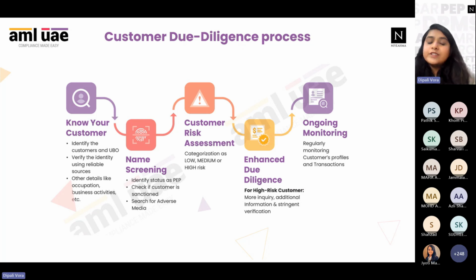Once the customer due diligence process is done, the next step would be ongoing monitoring. For the customers we deal with, and the transactions we get into, we have to make sure that we are monitoring them on a regular basis, just to make sure that there is nothing suspicious happening in our organization.